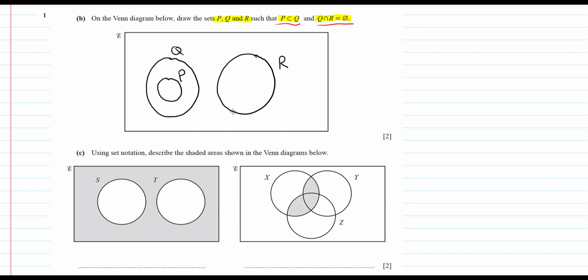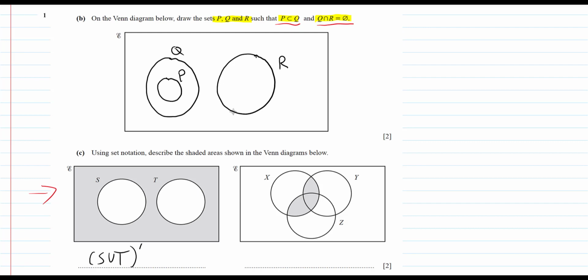For 1c, we need to use set notation to describe the shaded areas shown in these Venn diagrams here. So we'll start with this one. So we've got everything shaded that is not S and it's not T. So if we think of just those two circles that are in white there, if we had those shaded and nothing else, well, that would be S union T. So we can write our part then is, well, it's everything except S union T. So we'd write that as the complement of S union T.